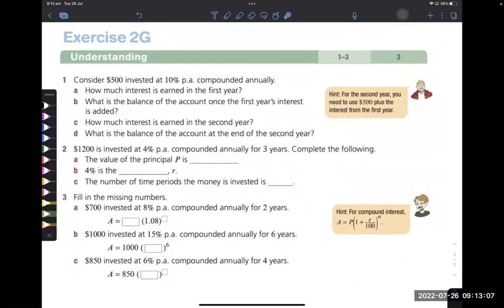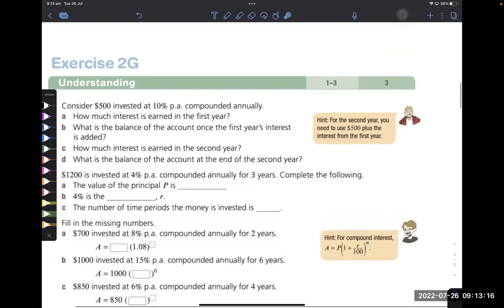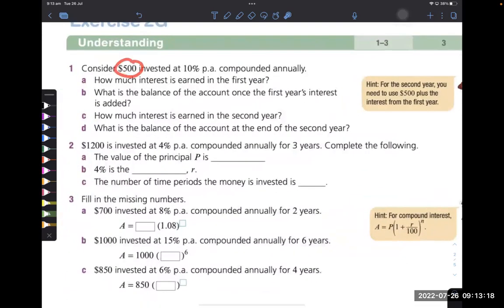So the first question here in part 1A, it's asking, okay, we have $500 invested. Now, the reason why I printed this out for everyone is so that you can annotate. I noticed that on the hurdle task, not many people annotated the questions. In fact, almost no one did.